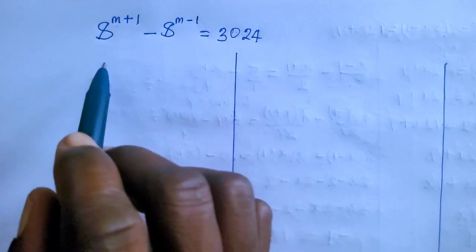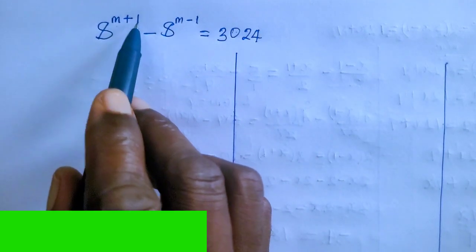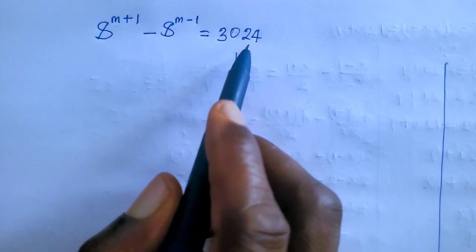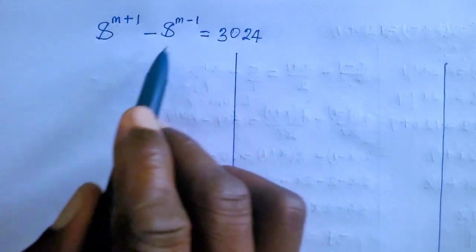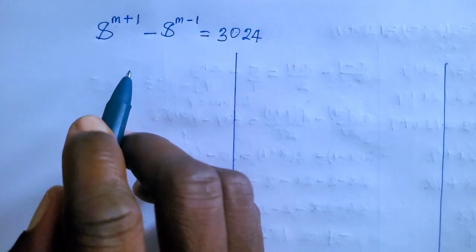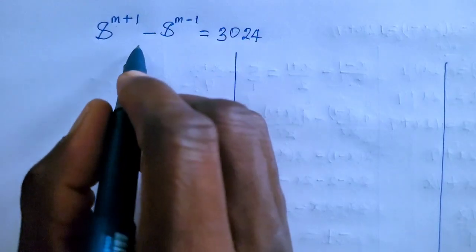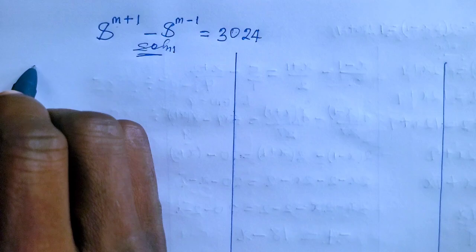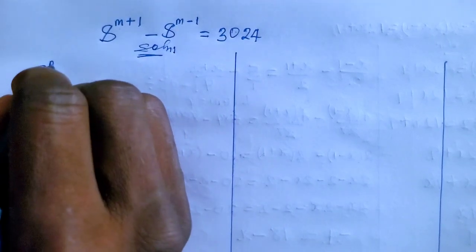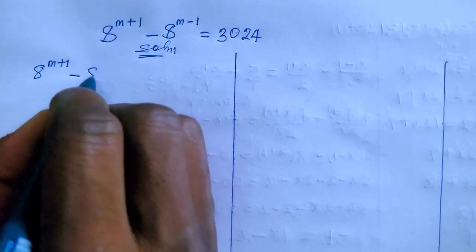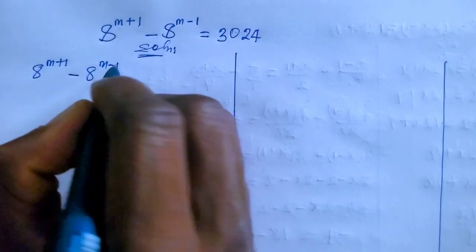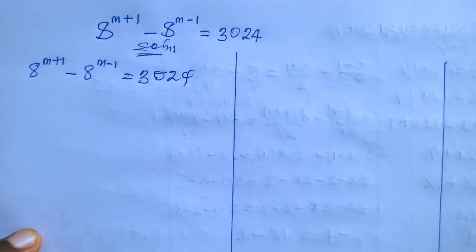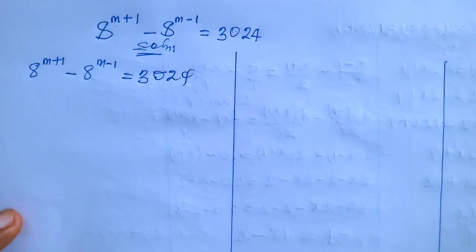In this video, I'm going to teach you how to solve this interesting Maths Olympiad exponential equation right here before us. We have 8 to the power of m plus 1 minus 8 to the power of m minus 1 equals 3024. Now, we have to find the value of m that will satisfy this equation right here.